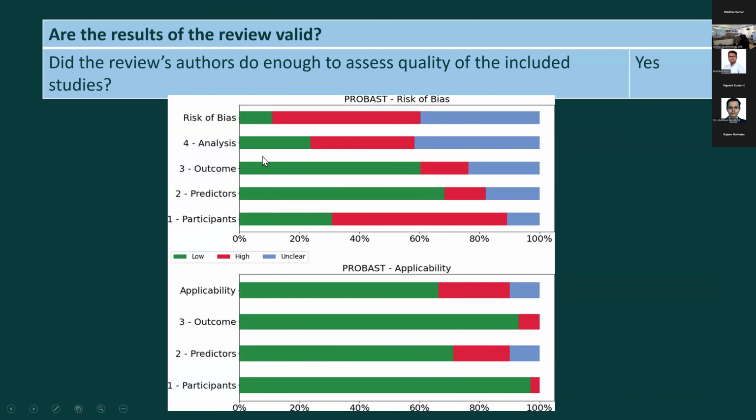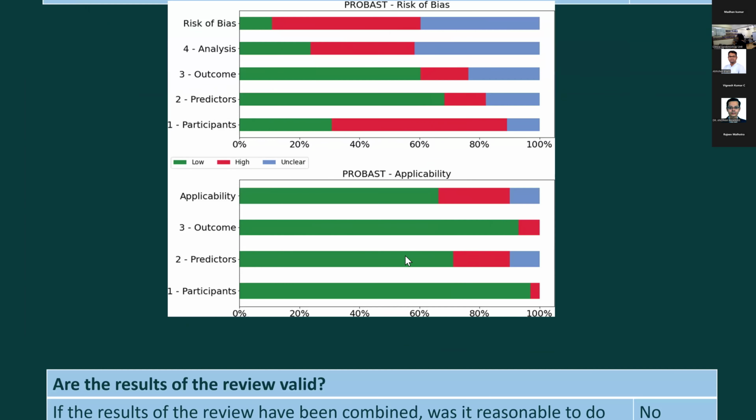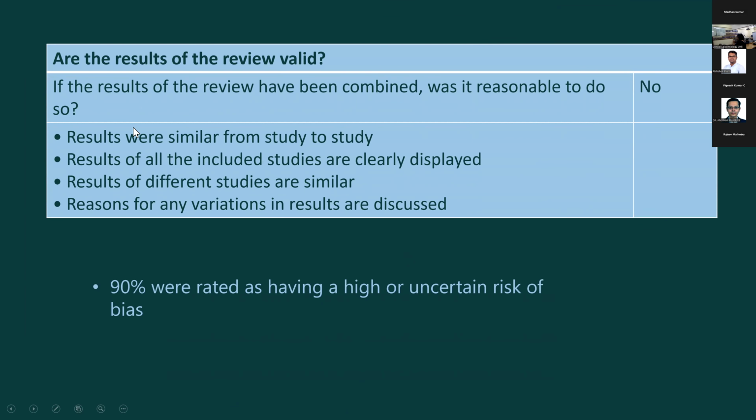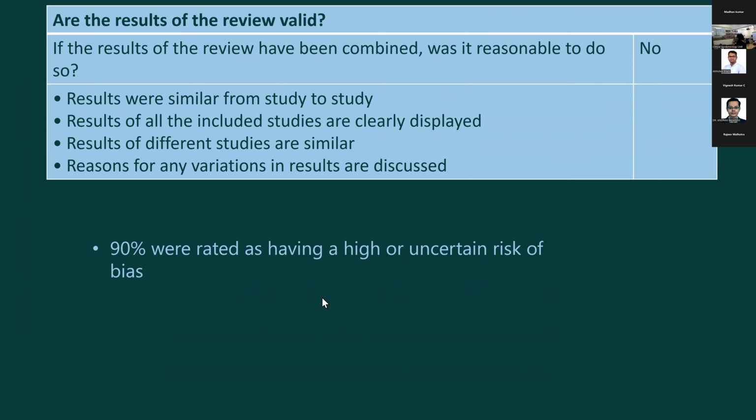So what was the overall risk of bias in the study? They have used PROBAST again, and they have mentioned that 90% of the studies have unclear or high risk of bias in total. So moving back to the meta-analysis, if the results of the review have been combined, was it reasonable to do so? They have not combined the results because it was too heterogeneous, and 90% were rated as having high or uncertain risk of bias.